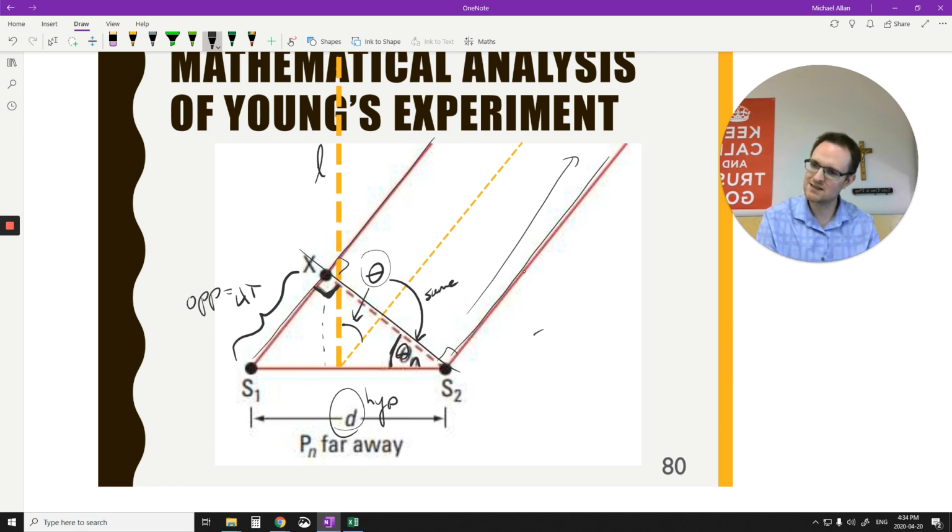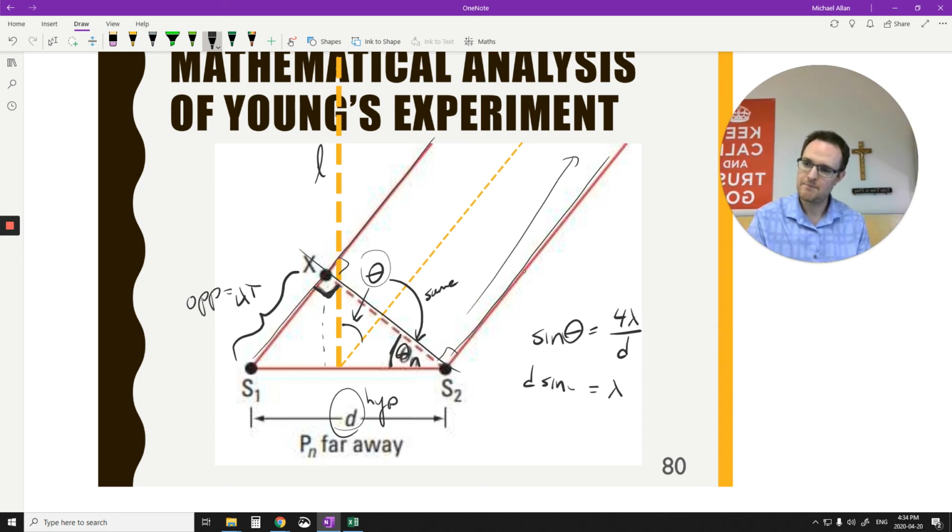So I'm going to create a sine theta is equal to my opposite, which is 4 lambda over my hypotenuse, which is D. I'm going to rearrange this for lambda, because most of the time that's what we're looking for. We're looking for what's the wavelength of the light. So I'm going to times the D up and divide it by the 4. And the reason we have a 4 here is because we're looking at the 4th spot.